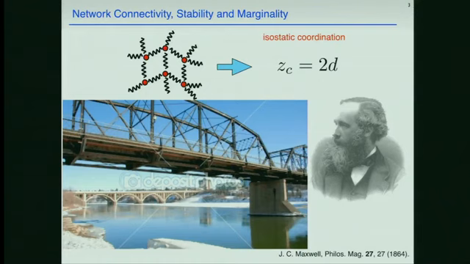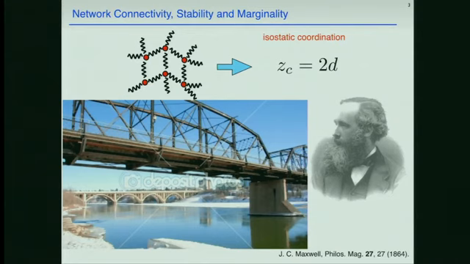I won't belabor this point because most of us have seen it already on Monday, but let me just remind you that the basic idea here is what Maxwell was concerned with was the stability of these networks. And if I look at the nodes of the network indicated in red, they have d degrees of freedom in d dimensions. So in this two-dimensional picture, they can move up and down and sideways, so two degrees of freedom. And this is actually just a marginal structure that I've sketched here.